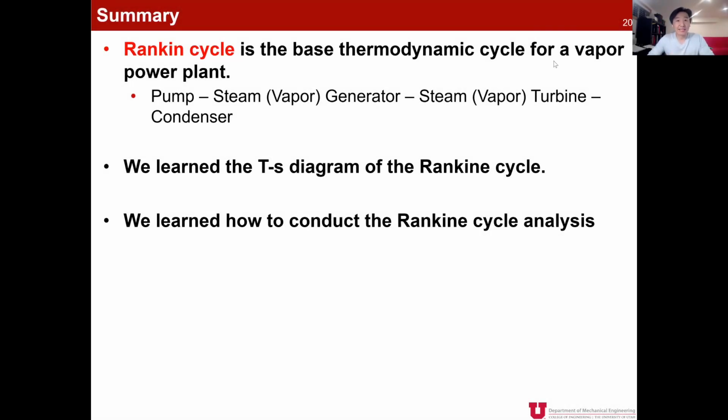In today's lecture, we talked about the Rankine cycle as the base thermodynamic cycle for vapor power plants. A simple Rankine cycle is composed of a pump, steam generator, and steam turbine. We also learned the TS diagram of the simple Rankine cycle, and I really hope that you should be able to draw this TS diagram, which is very important. Also, we went through the Rankine cycle analysis to see how we can apply thermodynamics for an open system to understand what's going on inside the Rankine cycle, and we used those equations to calculate the net work and the thermal efficiency of the ideal and actual Rankine cycles.